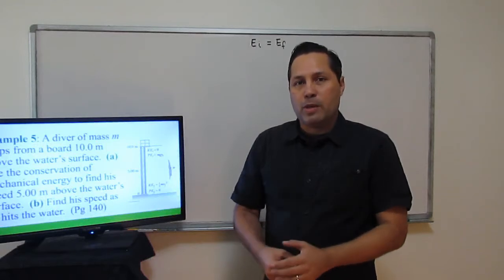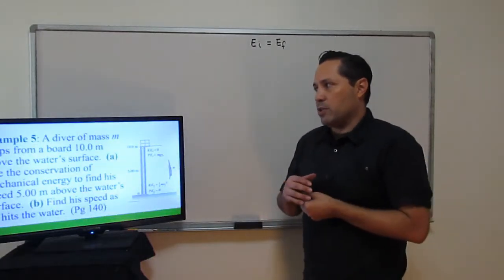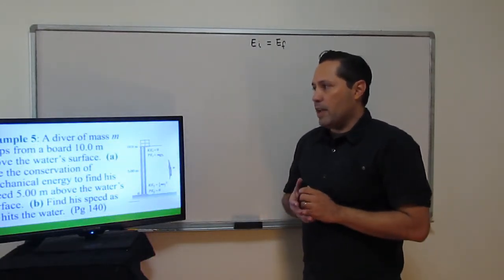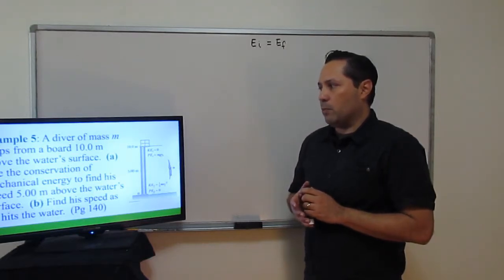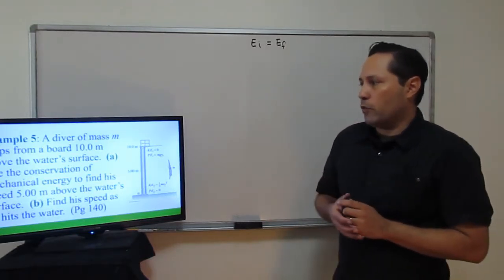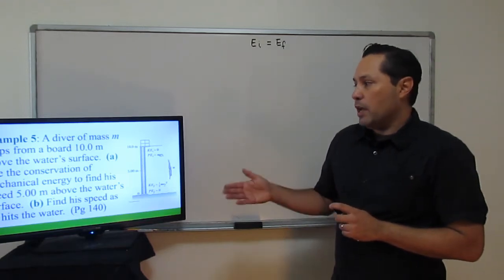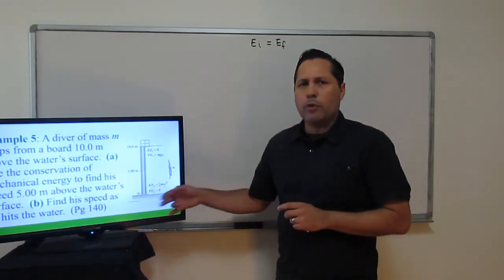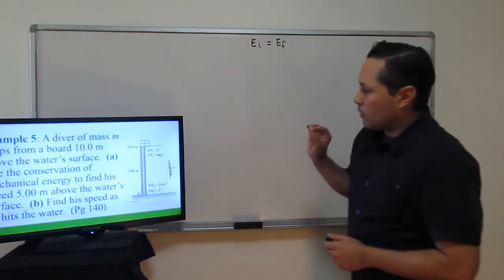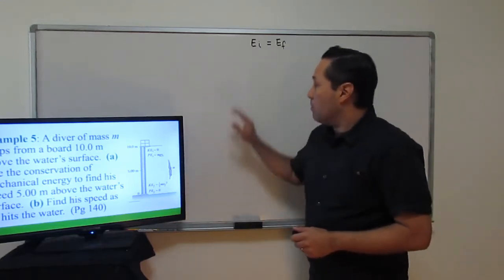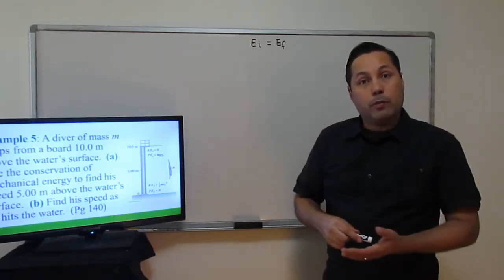Up next for us is example 5. And in this example, they ask you the following. A diver of mass M drops from a board 10 meters above the water surface. Use the conservation of mechanical energy to find his speed at 5 meters above the water surface, and in part B, right before he hits the water. So 10 meters of height, mechanical energy, that's going to be the formula we're going to go ahead and use.